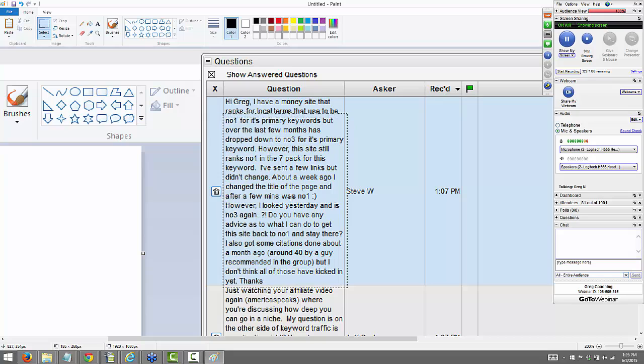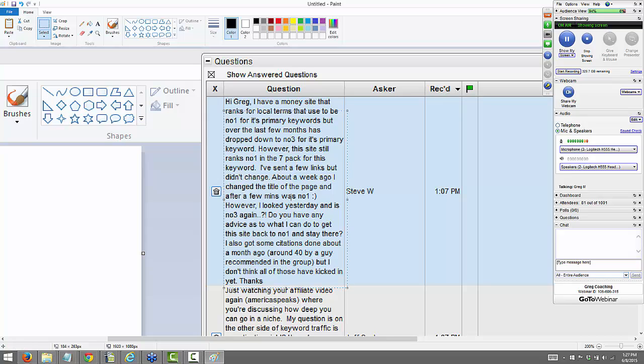About a week ago, I changed the title of the page, and after a few minutes it was number one. Nice. However, I looked yesterday and it is number three again. Do you have any advice as to what I can do to get this site back to number one and stay there? I also got some citations done about a month ago, around 40 by a guy recommended in the group, but I don't think all of those have kicked in yet.